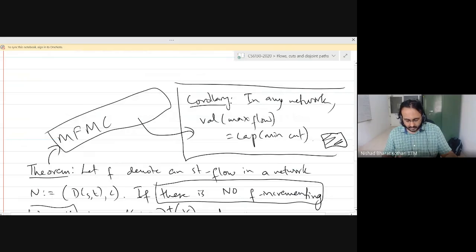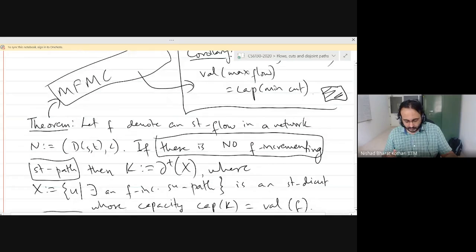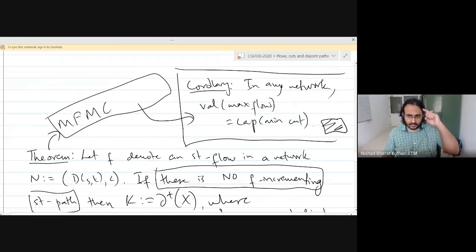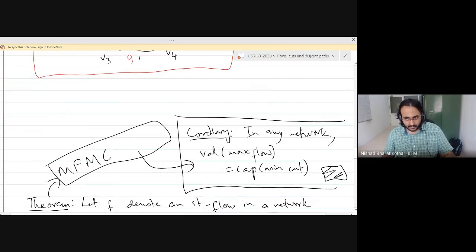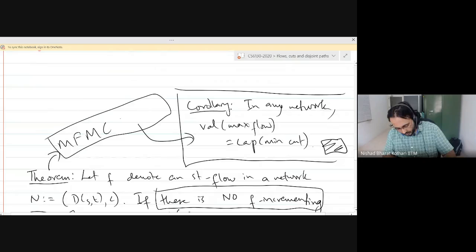And this theorem and what we proved previously, which was the easy direction of this theorem, together, this implies that in any network, the value of the maximum flow is equal to the capacity of the minimum cut. And that is called the max flow min cut theorem, right? So this is the max flow min cut theorem.